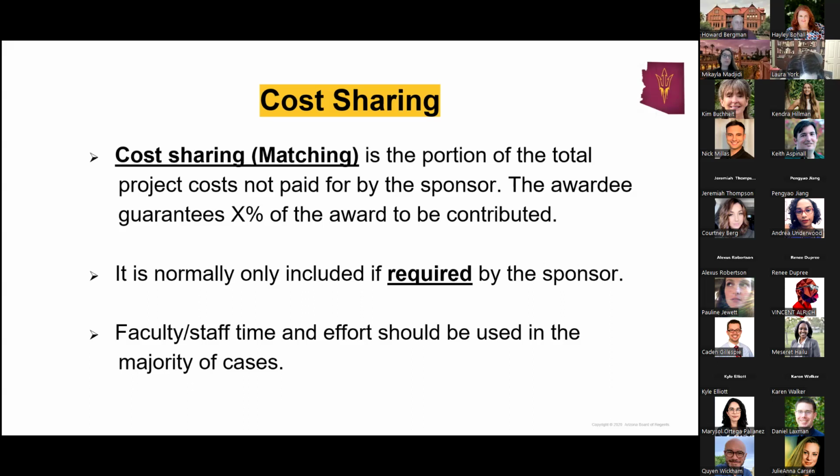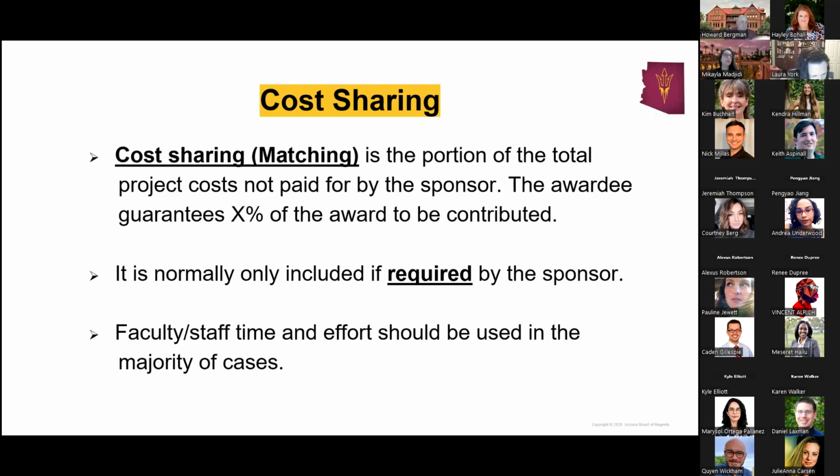At ASU, we usually did not allow voluntary cost share. However, cost share is often prohibited by the sponsor entirely. Like the NSF will usually prohibit voluntary committed cost share on projects. But if it's required, we usually use faculty or staff time and effort in the majority of cases to meet this need. It's in-kind effort. It's cost shared effort, and it's accepted by most sponsors, and it's sort of the easiest type of cost sharing to include. It's easy to track and report.